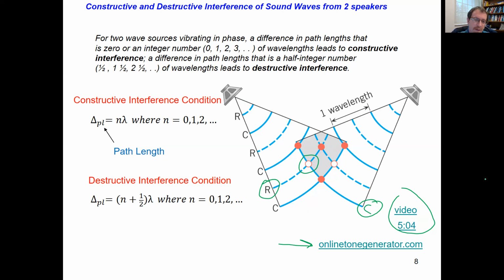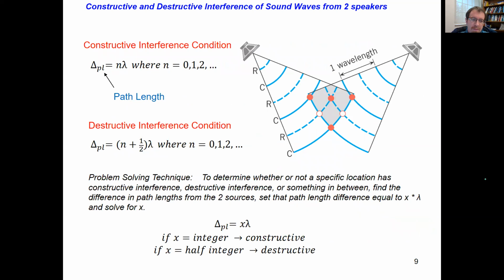All right, so what do we have here? Well, we've got everything I just went through. We've got our problem-solving technique for how to handle if we want to figure out whether a specific location has constructive interference, destructive interference, or it could actually be something in between.